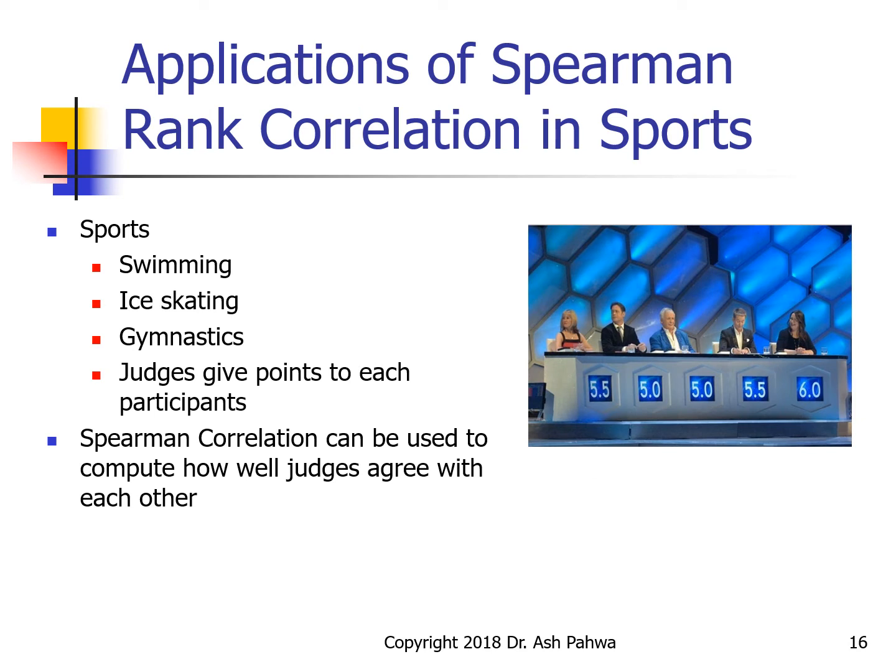Now let us look into the examples in sports where Spearman rank correlation is used very heavily. As you know, in swimming, ice skating, gymnastic sports, there are a bunch of judges. Usually sometimes there are 3, 5, 7 or 9 judges. They always take an odd number of judges because in case of a tie, the decision can be resolved. These judges give points to athletes based on their performance. So Spearman correlation can be used to compute how well judges agree with each other.